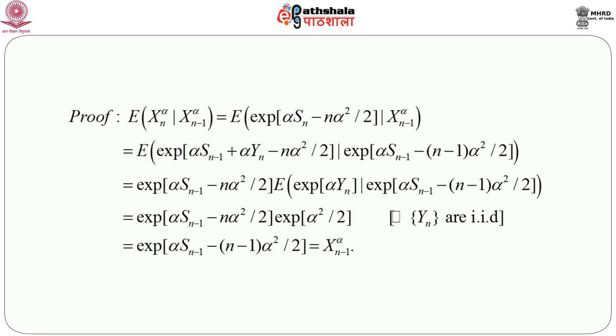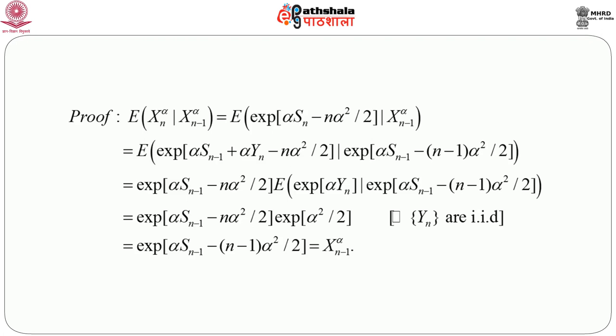The proof is very simple. Simple algebra will give us the proof. Let us describe the expectation of X_n^alpha given X_{n-1}^alpha, which equals the expectation of exp(alpha S_n minus n alpha squared by 2), conditioning on X_{n-1}^alpha. Now we can easily split this S_n as S_{n-1} plus Y_n, because S_n is nothing but Y_1 plus Y_2 plus up to Y_{n-1} plus Y_n, and the first part, Y_1 plus up to Y_{n-1}, is S_{n-1}.